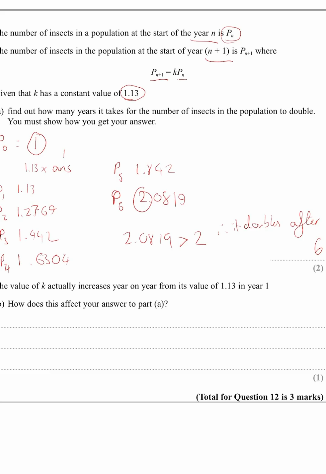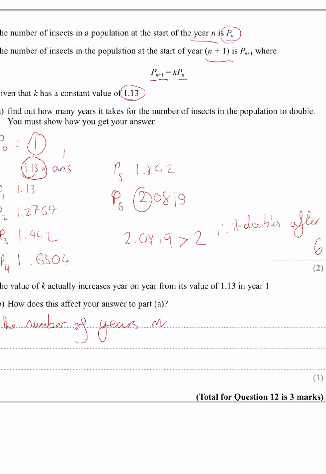The value of k actually increases year on year, not just 1.13. So how does this affect it? Well, I've been multiplying by it, and if I increase the amount I've been multiplying by, it's going to get larger quicker. So we can say the number of years theoretically is going to decrease, but what if it only increases from 1.13 to 1.13000001, 1.13000002? So it might not necessarily increase massively.